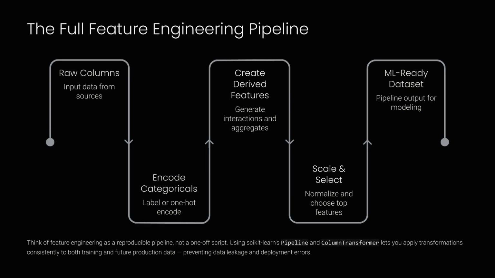Treat your engineering process as a reusable pipeline using scikit-learn. This ensures consistent transformation of data from raw inputs to ML-ready datasets, reducing the risk of errors in production.